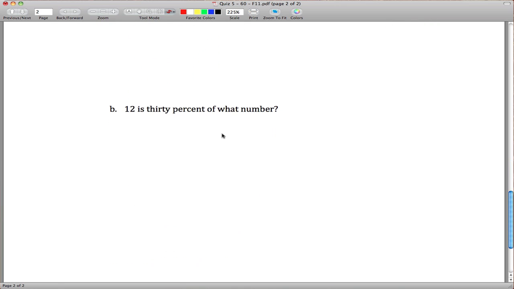This one's similar. Now we're saying 12 is, so 12 is means equals 30%, 0.30, of what number, x? So in this case, we have an equation to solve. 12 equals 0.3x. So we get x equals 12 divided by 0.3. There are a couple different ways to solve this. I think my favorite is to move the decimal over once on the top and once on the bottom. So instead of 12, move it once to the right and get 120. Instead of 0.3, move it over once and get 3. And then 120 divided by 3 is 40.